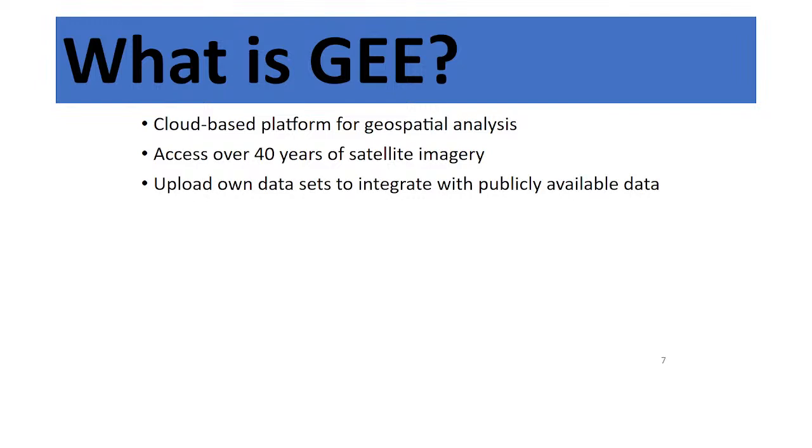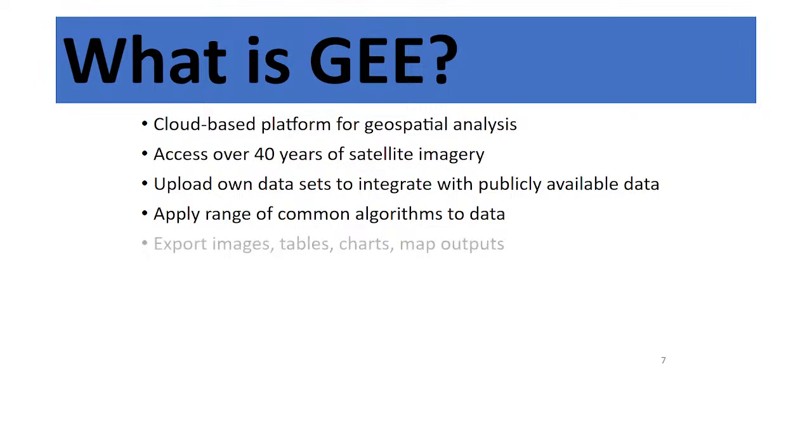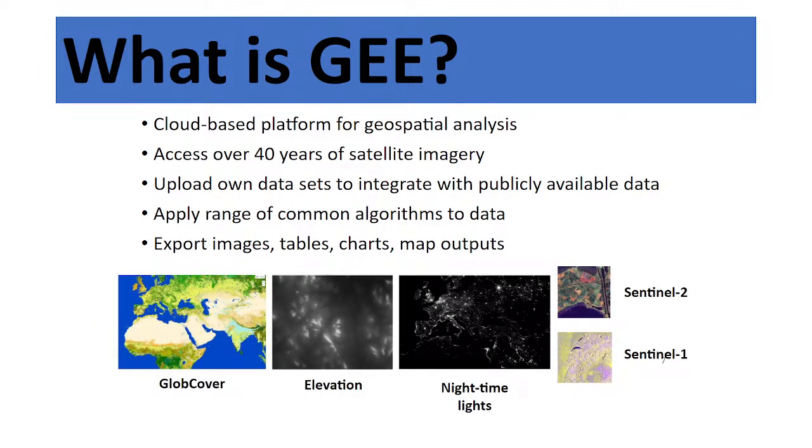As well as you can easily upload your own data set in the Google Earth Engine platform. And then you can easily apply different types of common algorithms to your data. And finally, you can easily export the image, table, chart, map. Suppose you want to make a land use land cover classification map, you can simply export it as a TIFF format. You can easily make a time series chart. You can easily download any types of satellite imagery or any types of raster image from the Google Earth Engine platform.